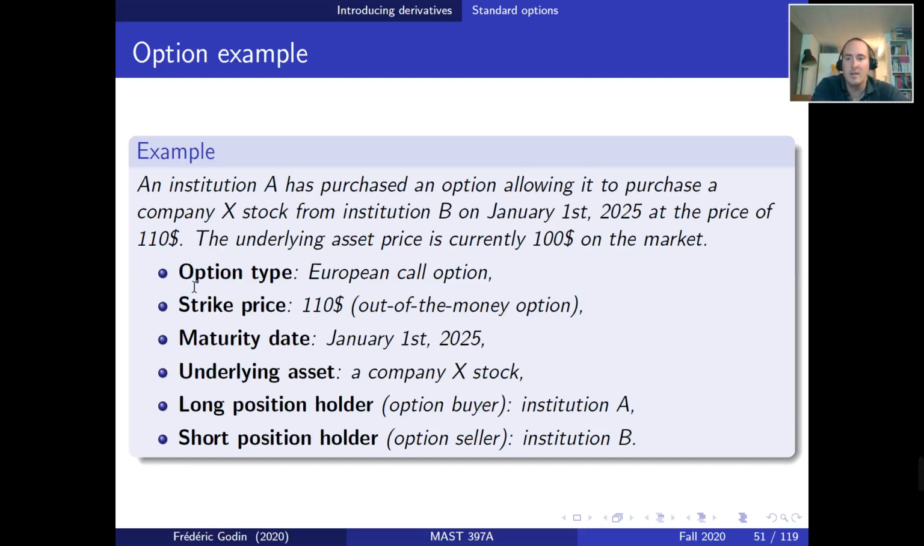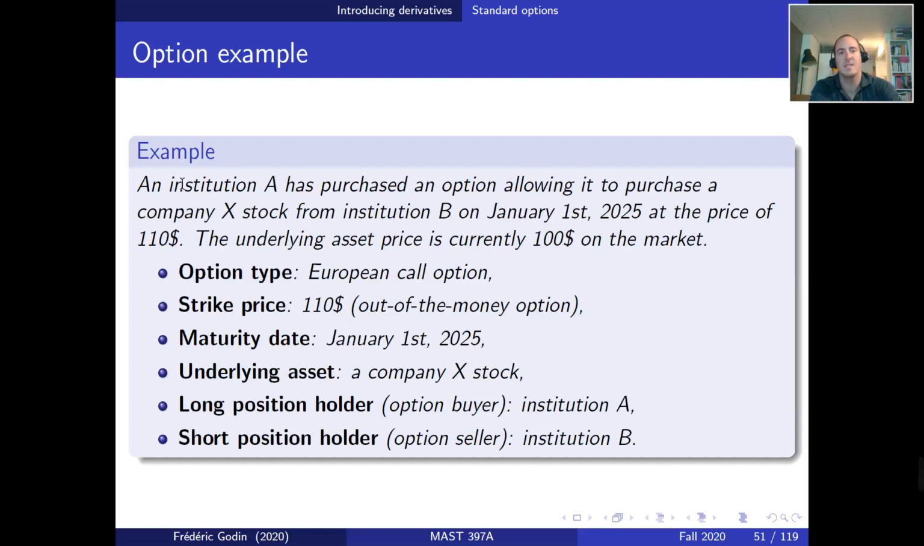So here, what is the option type? The option type is a European call option. Why European? It's because there's a single possible date at which the exchange of the underlying asset versus the strike price can occur. And why call option? It's because institution A, which makes the decision to make the exchange or not, is entitled to buying the underlying asset at the strike price.